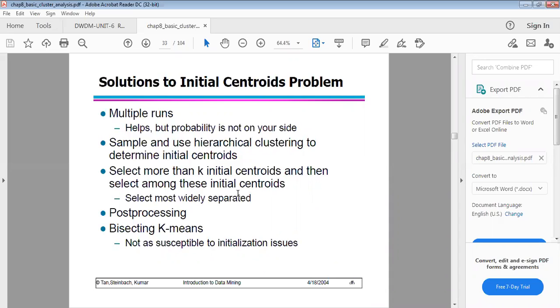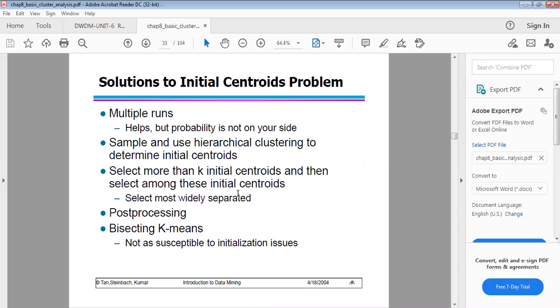Solution: let us assume that a particular data point is the centroid. So how can we choose that centroid? That is the problem you face. While choosing the centroid, you can solve that problem by using multiple runs, which helps because probability is not on your side. Sample and use hierarchical clustering to determine initial centroids.